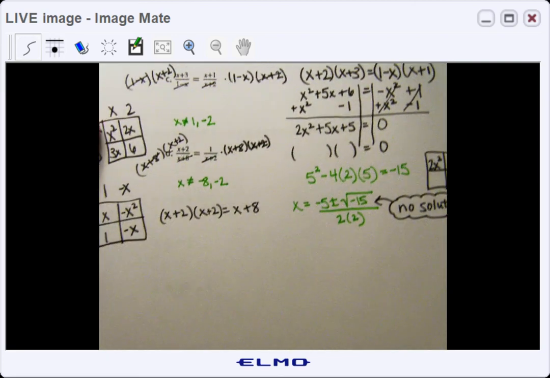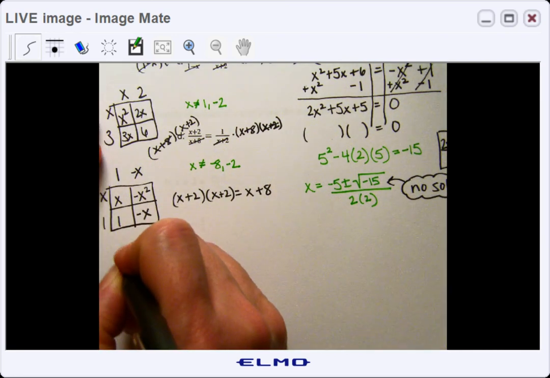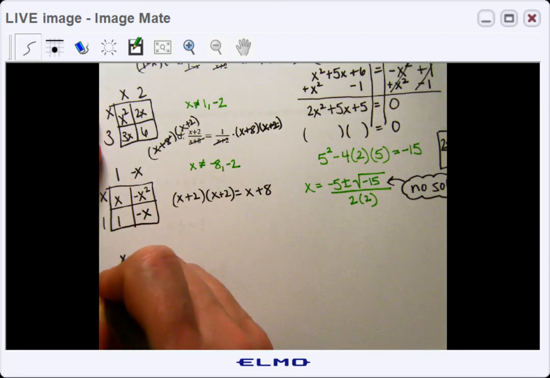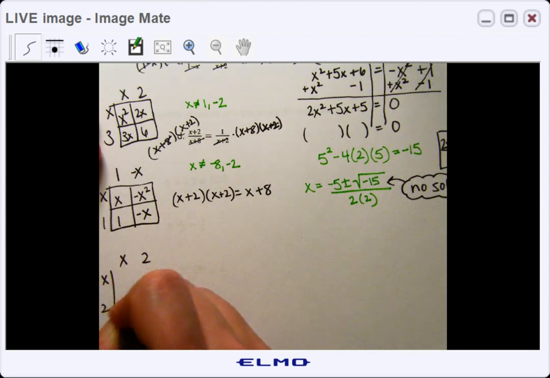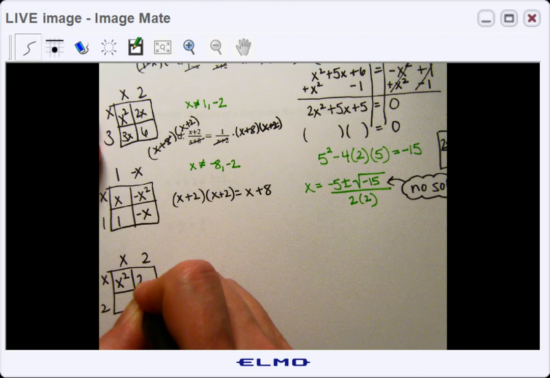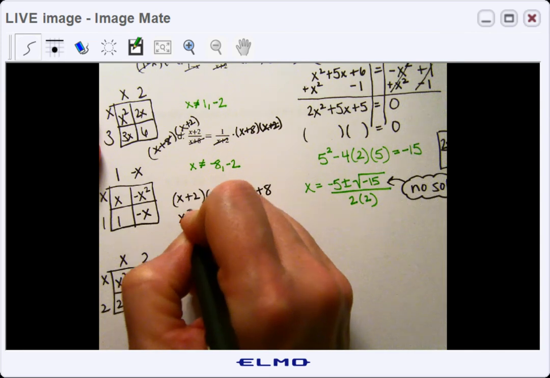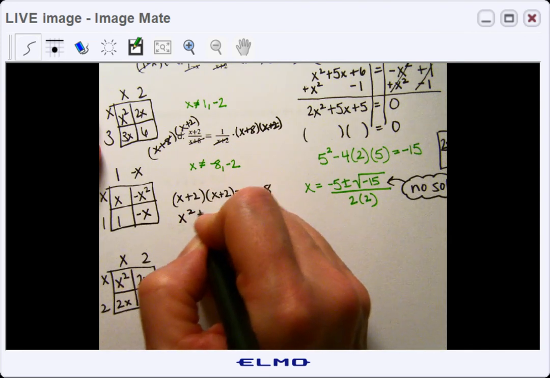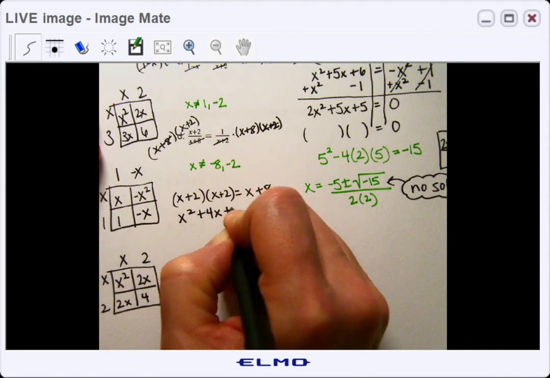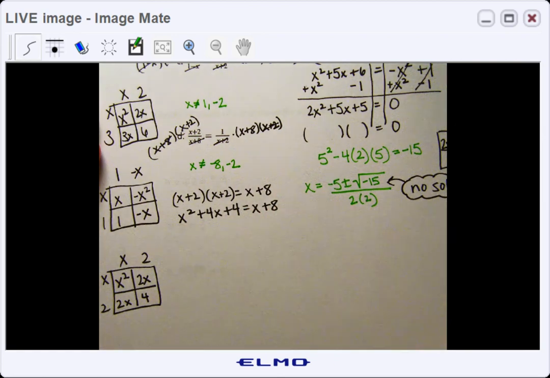Okay, so now I just have to multiply this part out. I'll make one more little box here. X plus 2 times x plus 2. That's x squared, 2x, 2x, and 4. So altogether, x squared plus 4x plus 4 equals x plus 8.